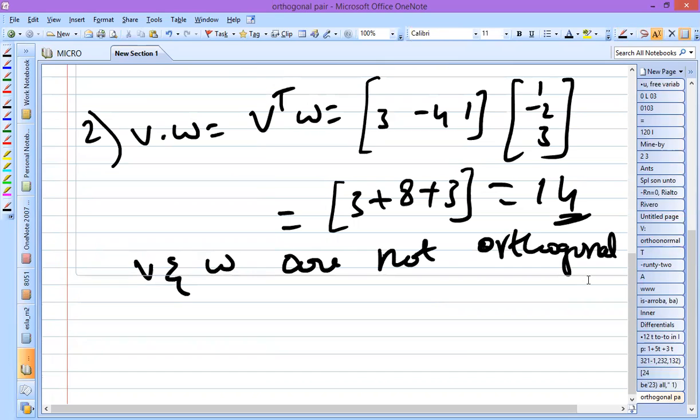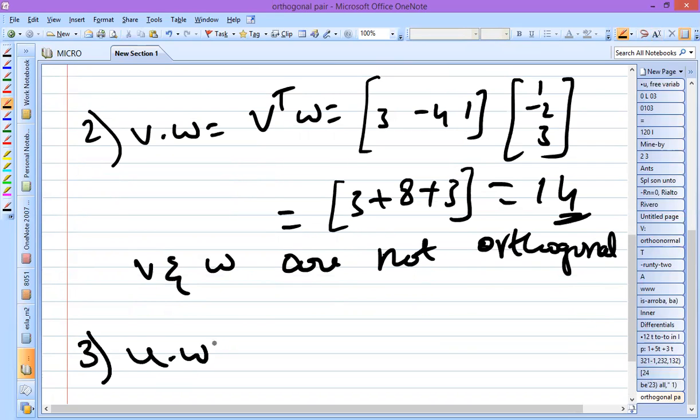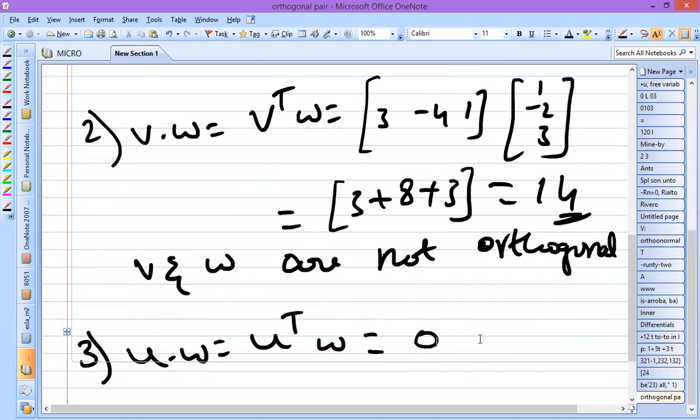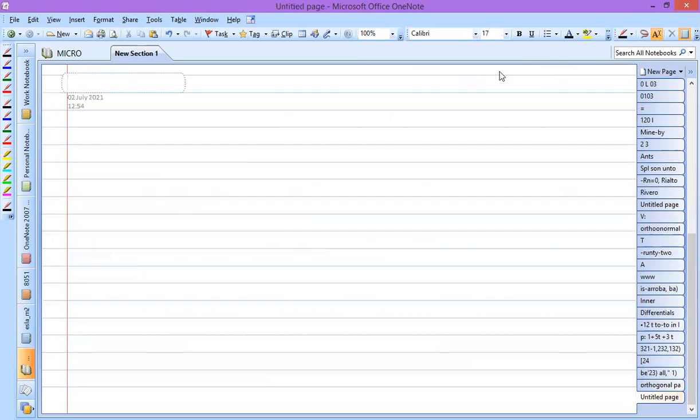Similarly, check for U and W. Finally, we are left with U dot W, or W dot U also you can write. If it results in 0, you can say that they are orthogonal. This is how you are going to check the orthogonal pairs.